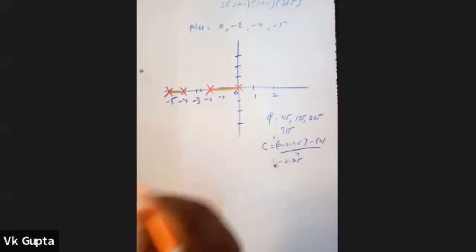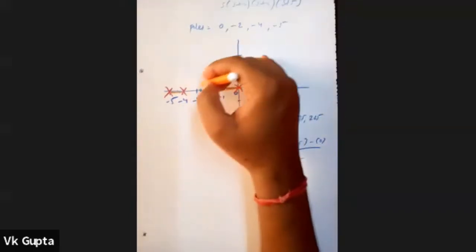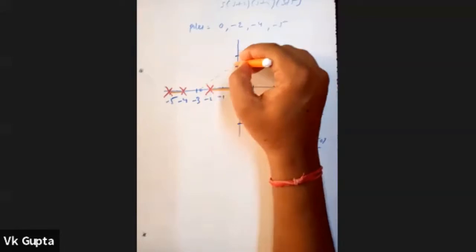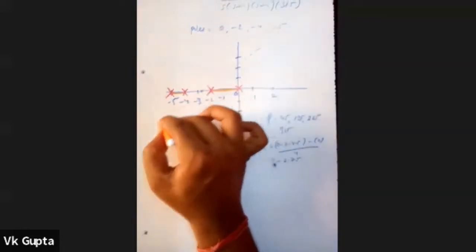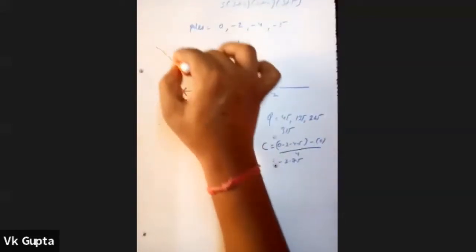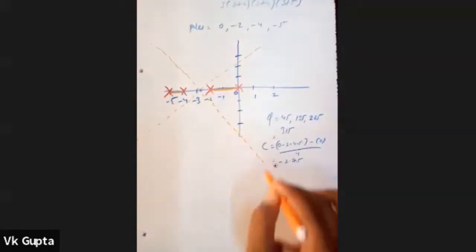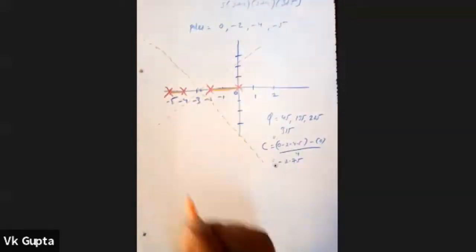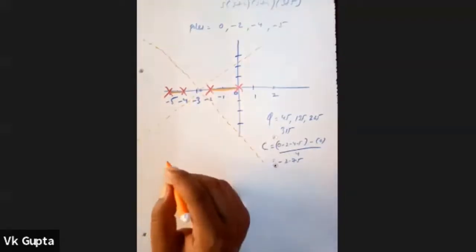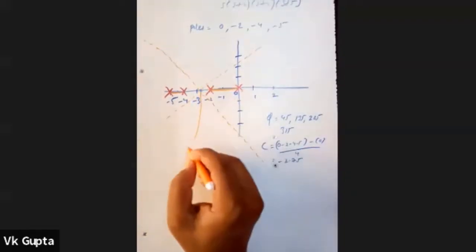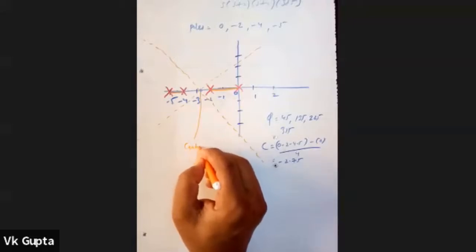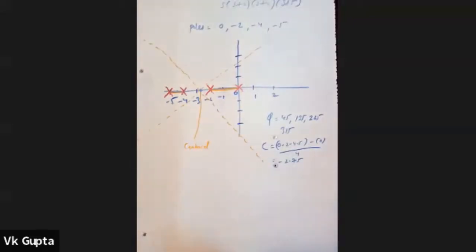I'll draw the 45 degree line. These are my asymptotes from this centroid. This is the centroid.